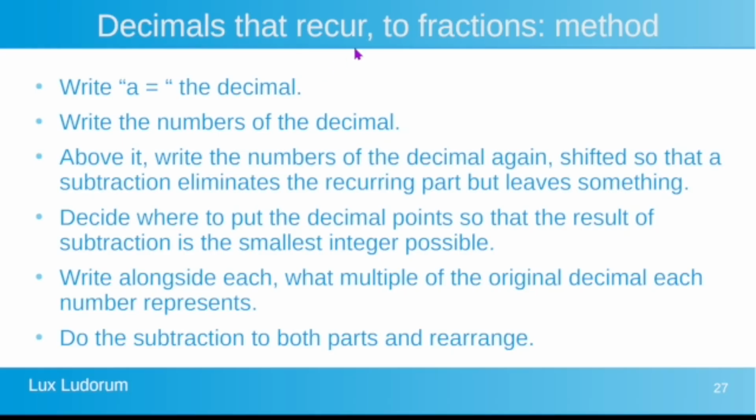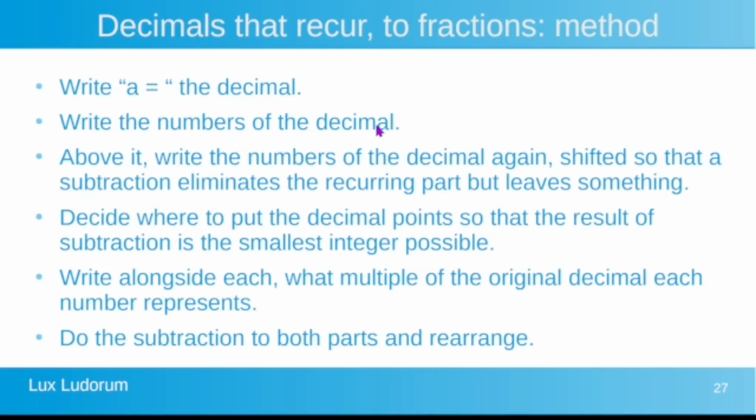Decimals that recur to fractions. It's hard to take in all at once. We'll see how it works, and then we'll recap it. But the method is, call the decimal you're given something like A. It doesn't have to be A, it could be Z or B or whatever. So A equals your given decimal.